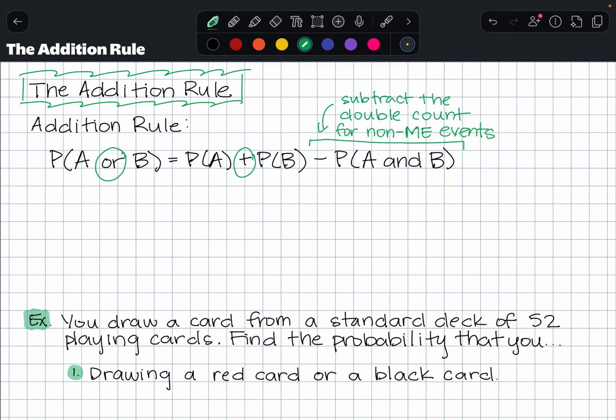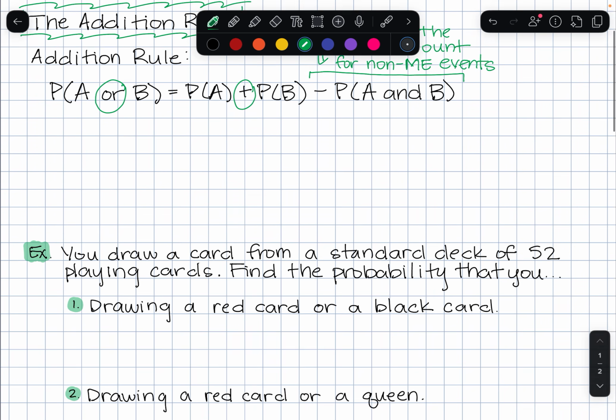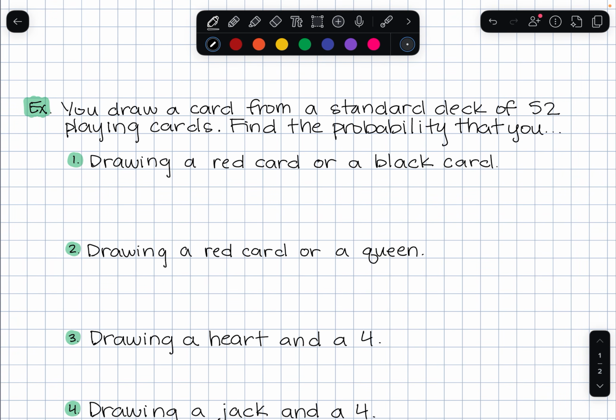We're going to go ahead and do some examples for this addition rule so you can see what it looks like in practice. And we remember, "or" means add, subtract off the double count. So first, we want to draw a red card or a black card. So P(red or black). I'm going to use R and B for this to make things short. So this should be P(R) plus P(B) minus P(R and B).